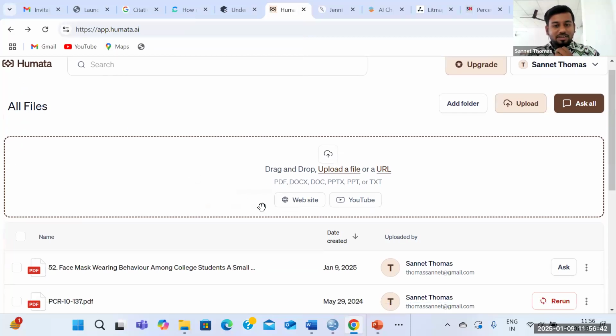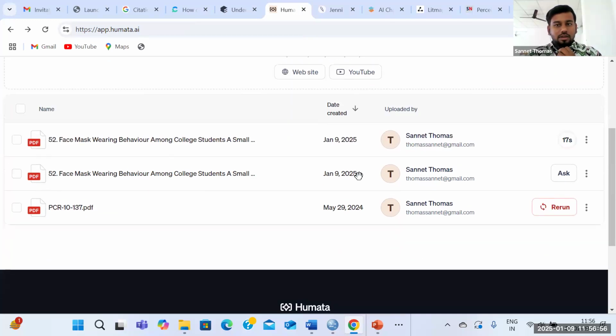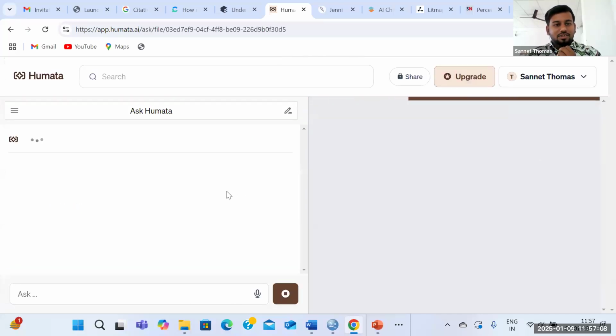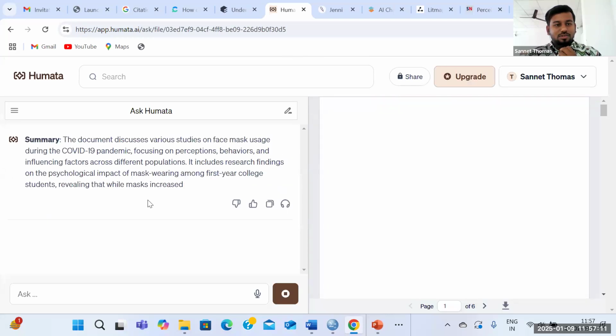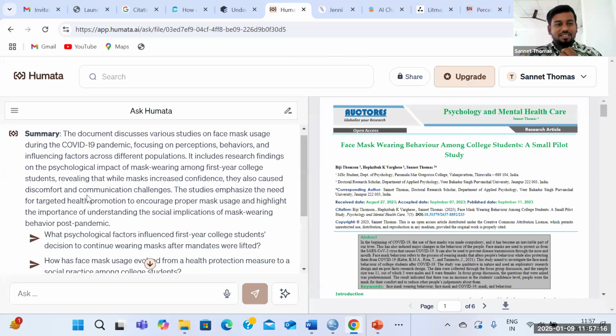See, after uploading, it will show the article. It will take a few seconds. Then after uploading, this tool will analyze your article. It will give the result in 15 to 20 seconds. Within 20 seconds, you will get the idea. Then click on ask. So you will get the summary of this particular article, what the researcher has done.